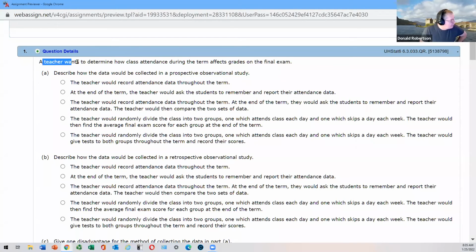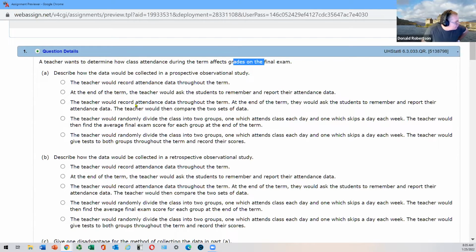In question 1, a teacher wants to determine how class attendance during the term affects grades in the final exam. In the first one, how you could do a prospective observational study. Now, you could record attendance data throughout the term. So she's going to collect attendance and final grade. At the end of the term, the teacher would ask the students to remember and report their attendance data.